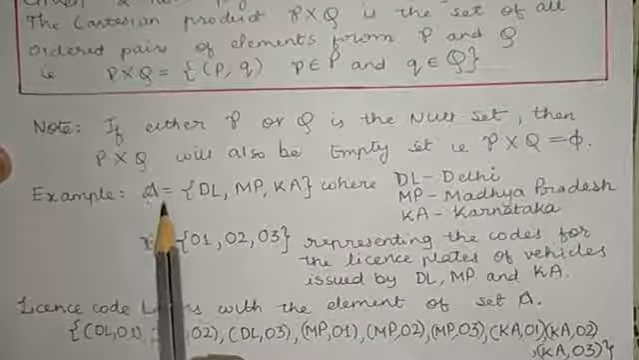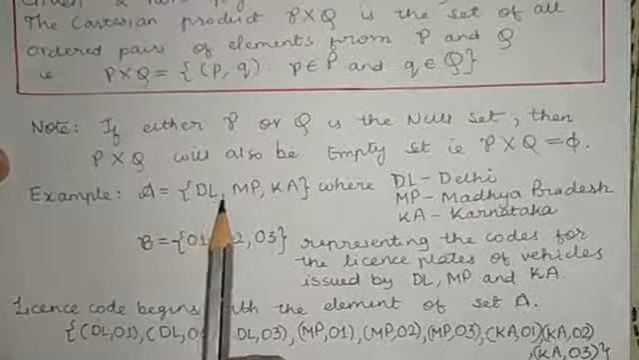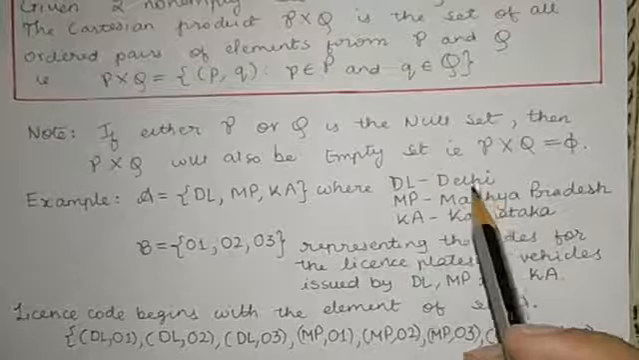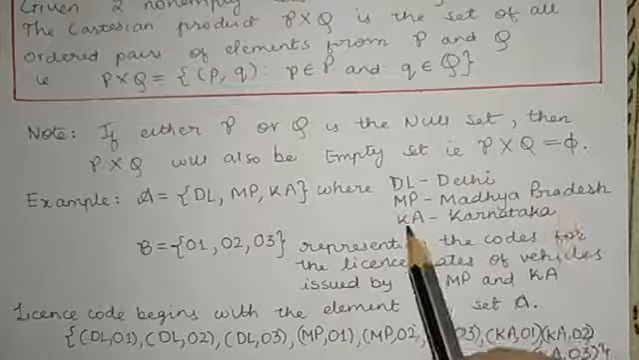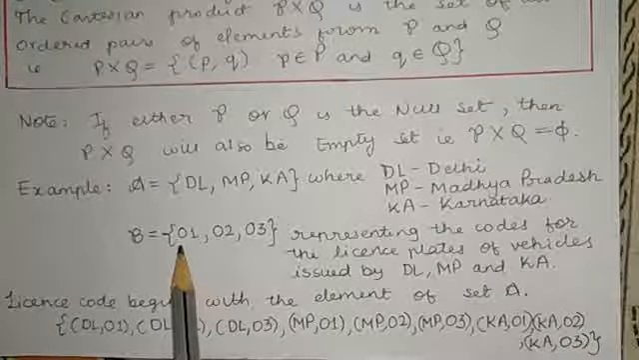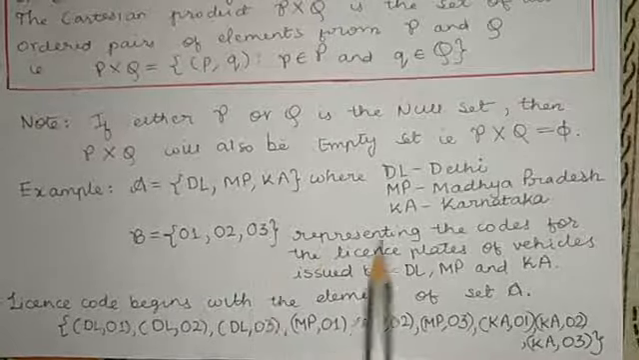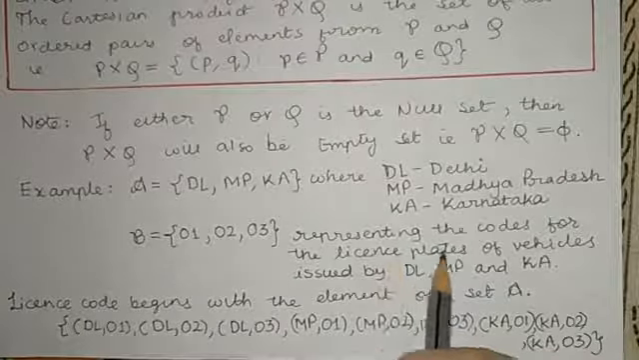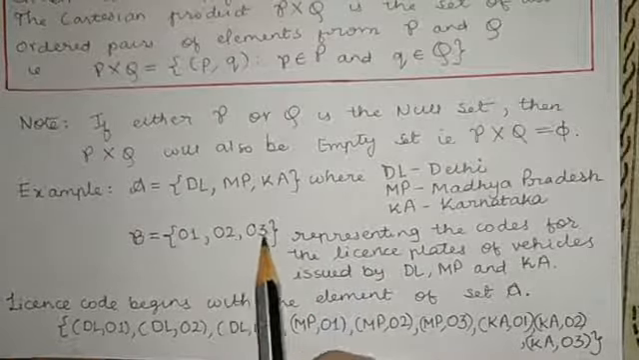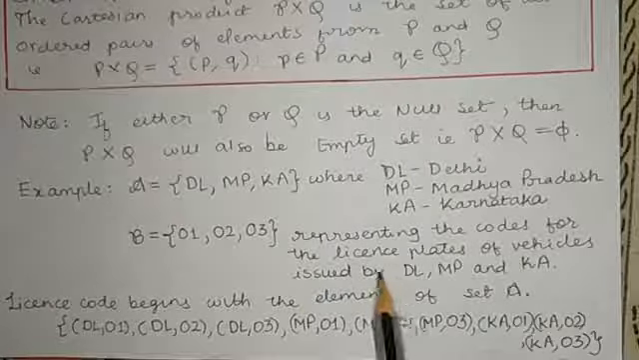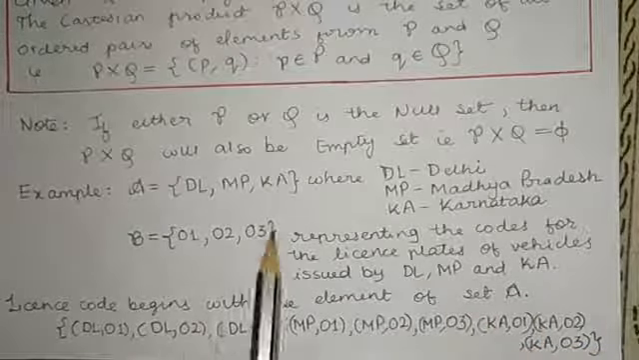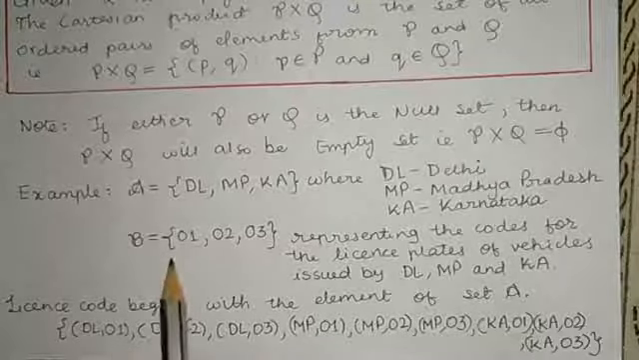Now let us look at an example. Take a set A equal to DL, MP and KA, where DL denotes Delhi, MP denotes Madhya Pradesh and KA denotes Karnataka. And the set B is 01, 02, 03, representing the codes for the license plates of vehicles. These license plate codes are issued by all the 3 states, that is Delhi, Madhya Pradesh and Karnataka.